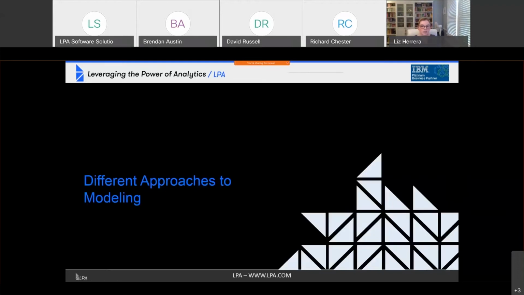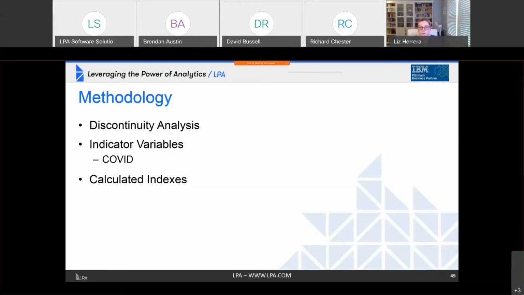So the first thing, some different approaches for modeling or using data science right now. The three things I'm going to talk about here, and I'll break these down, are discontinuity analysis, using indicator variables, and also calculating indexes. If you're familiar with statistics, you'll probably say this is nothing new, but I think we can consider using them in a different way, or if you haven't used them, this is the time to use them.